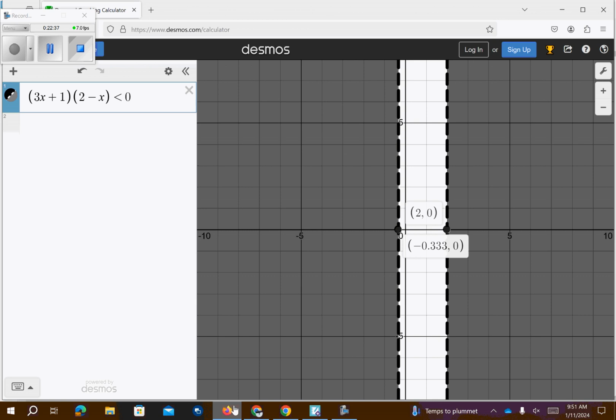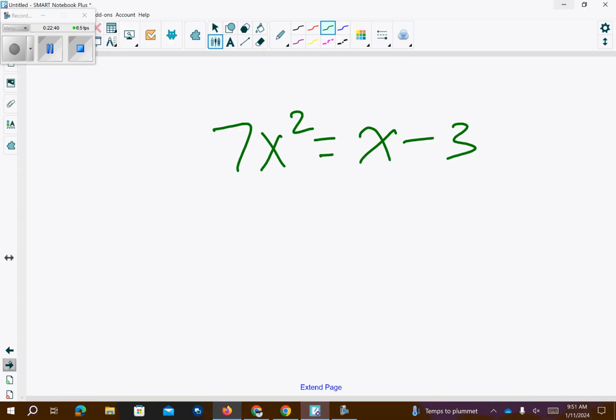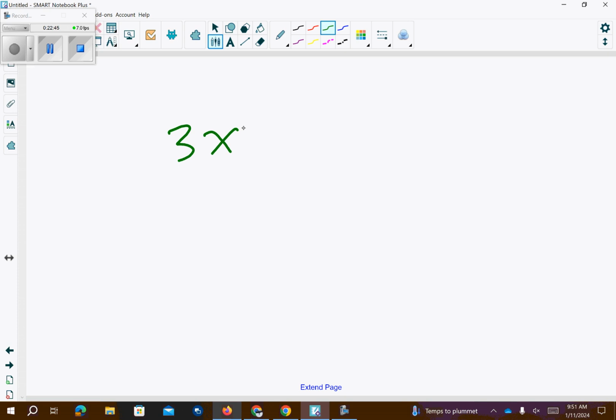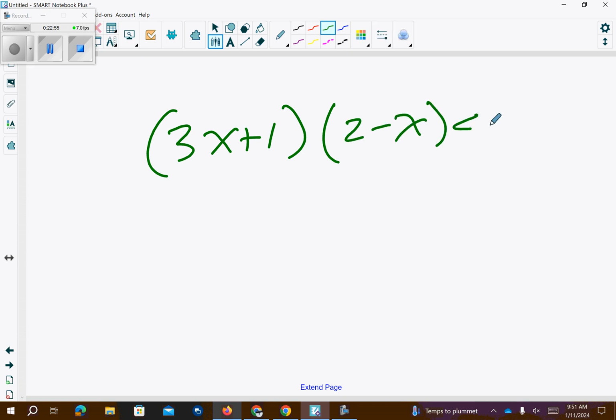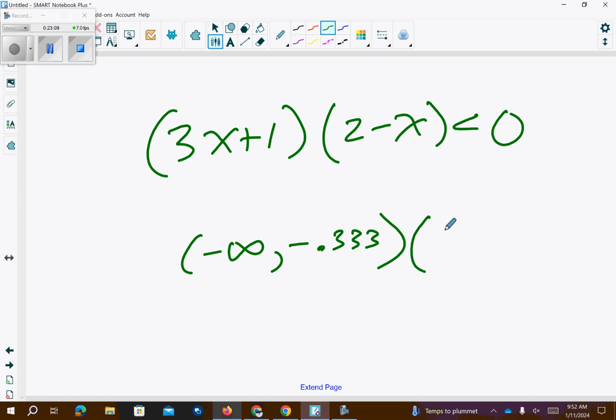So if I wanted to get the solution to this problem, 3x plus 1, 2 minus x is less than 0. Where is the interval that this takes place? Well, from negative infinity to negative 0.3333. Now, some of you might look at it saying, can I have negative 1/3? Yes, you can. Okay? And then from 2 to infinity.